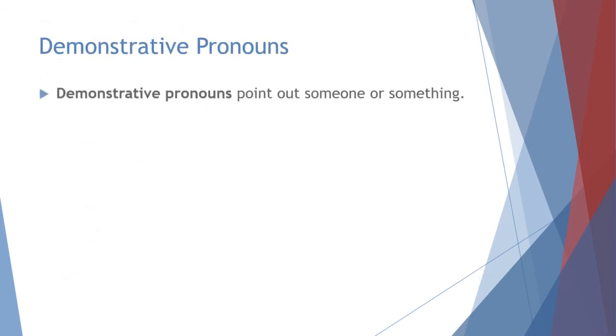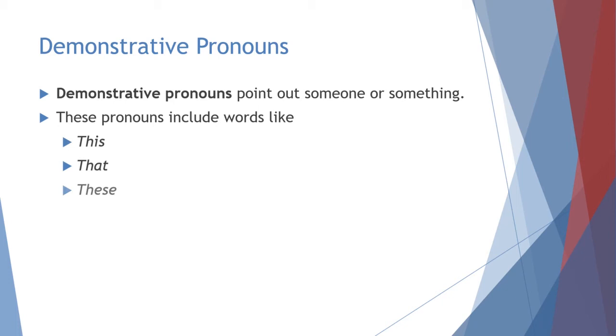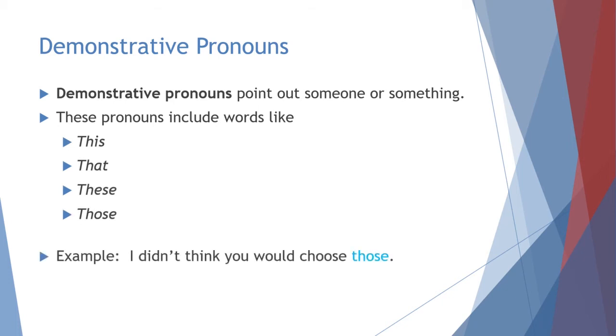Demonstrative pronouns. These point out someone or something. These include words like this, that, these, those. Example: I didn't think you would choose those. I wasn't interested in playing that.